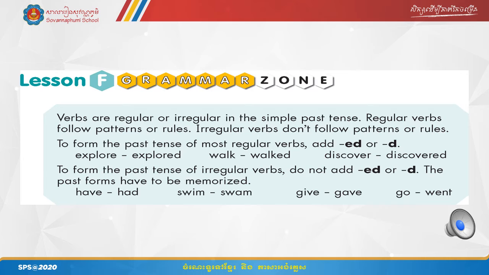Explore, explored. Walk, walked. Discover, discovered. To form the simple past tense of irregular verbs, do not add ed or d. The past forms have to be memorized. Have, had, swim, swam, give, gave, go, went.